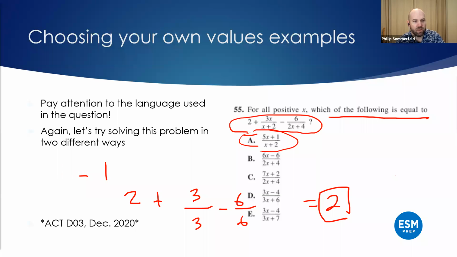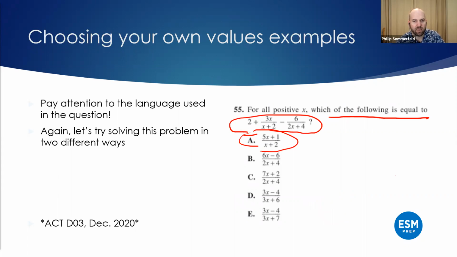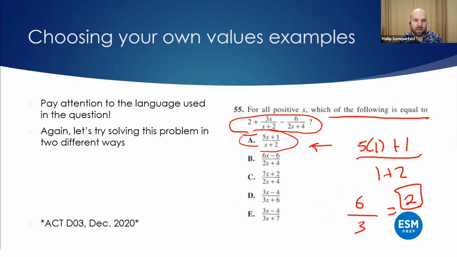And now my job is to say, okay, I know when I plug in 1 for x in the expression, I get 2. Whatever the correct answer is, better also give me 2. So let's figure that out. So I plug in 1 to A, I get 5 times 1 plus 1 over 1 plus 2. That gives me 5 plus 1 is 6 over 3, which gives me 2. So that's good. Now here's the one area you could get tripped up on.